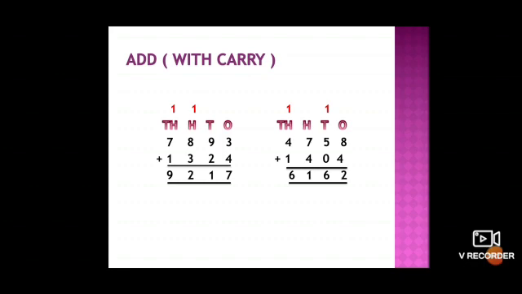So let's start adding. And from which place do we add? Yes, the ones place. Now start with the ones place. You have 3 and 4. 3 plus 4 gives you 7. Moving on to the next place, the tens place, you have 9 and 2. 9 plus 2 gives you 11.